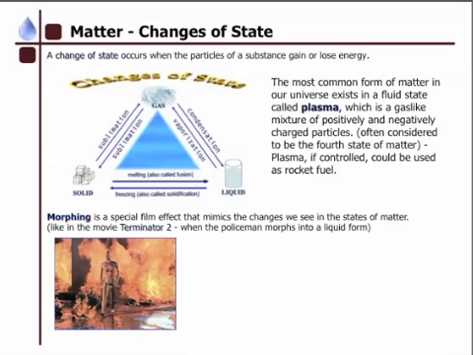Morphing, though, is a special film effect that mimics the changes that we see in the states of matter. So in a movie like Terminator 2, the policeman morphs into a liquid form, and that's just kind of putting our ideas into this vision that we have.